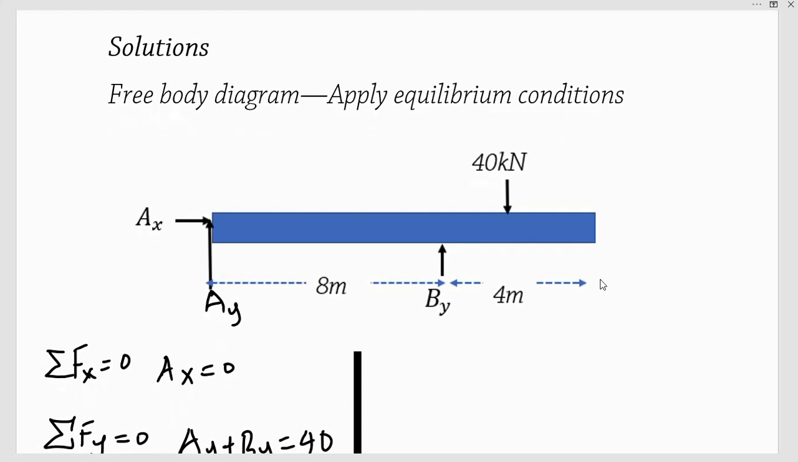We will start by looking at the free body diagram and using the equilibrium conditions to determine the reaction forces. Since A is a pin support, we will have two reactions, one in the horizontal direction and another in the vertical direction. Since we have a roller support at B, we will have a vertically upward reaction force, and we will also give the uniformly distributed load in terms of its total load.